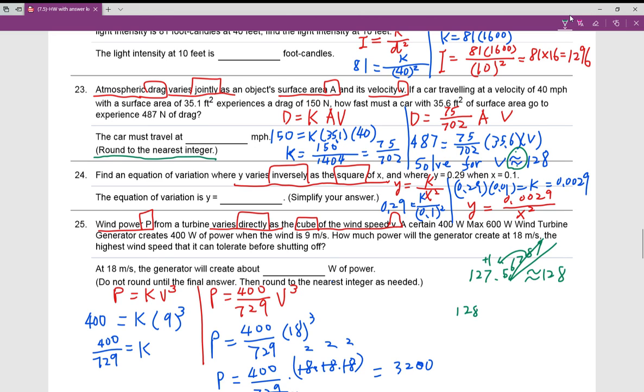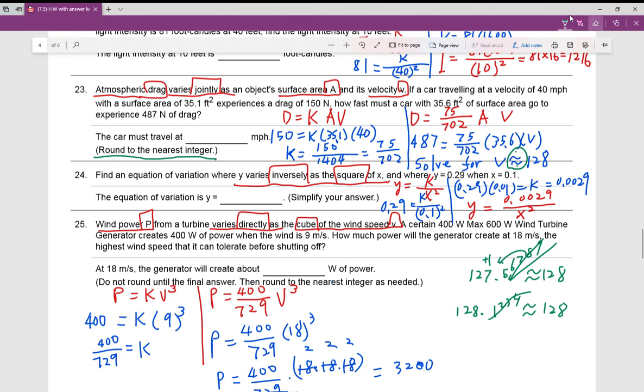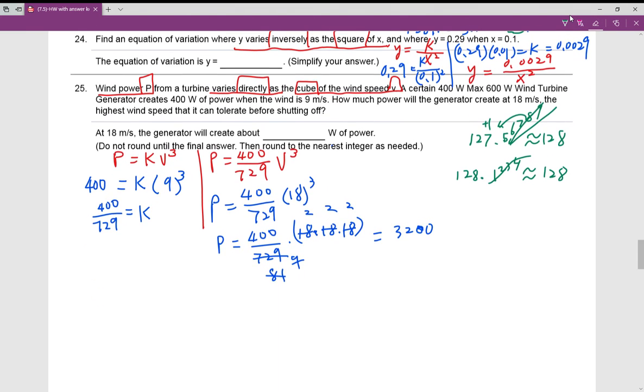Now, if you have a number like 128.1, 2, 3, 4, then that's way too small, so you just get rid of that. So 128. That's how you round. And inversely, number 24, inversely with the square of x. That's the equation. And number 25, I guarantee this type of question will be on our test.